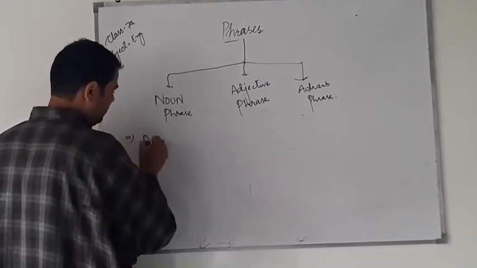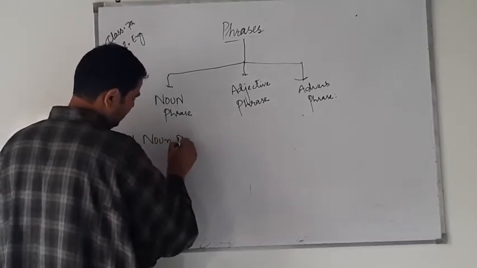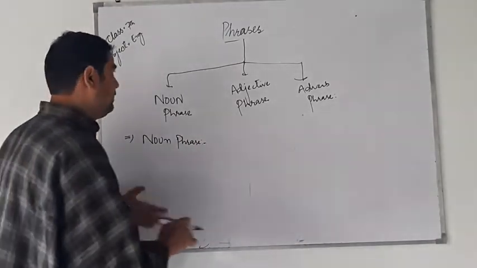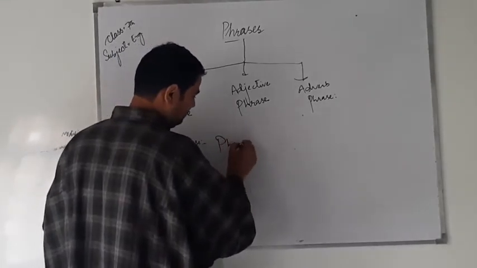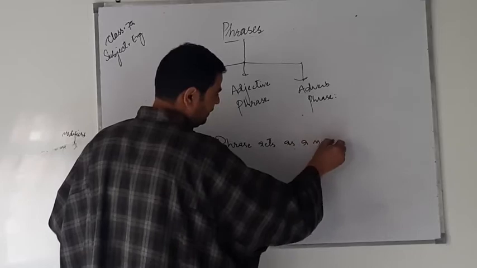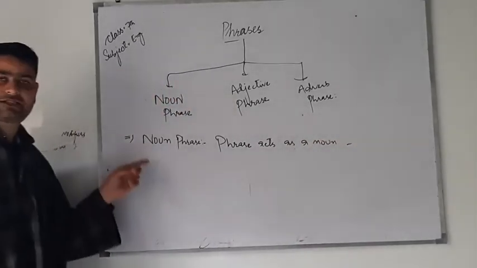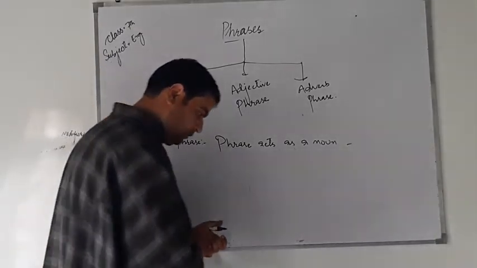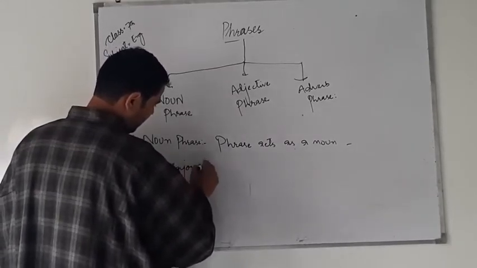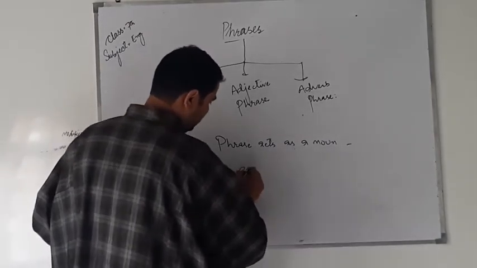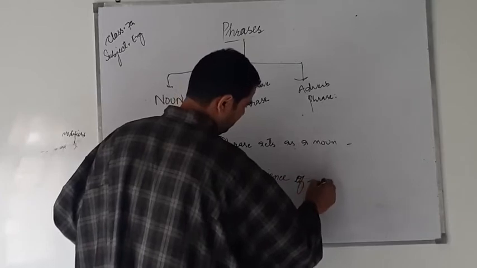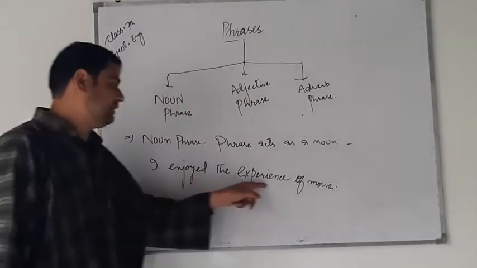First, we will discuss noun phrase. What's a noun phrase? Its definition is, when a phrase acts as a noun in a sentence, it is called a noun phrase. Let's take an example. I enjoyed the experience of movie. I enjoyed the experience of movie.